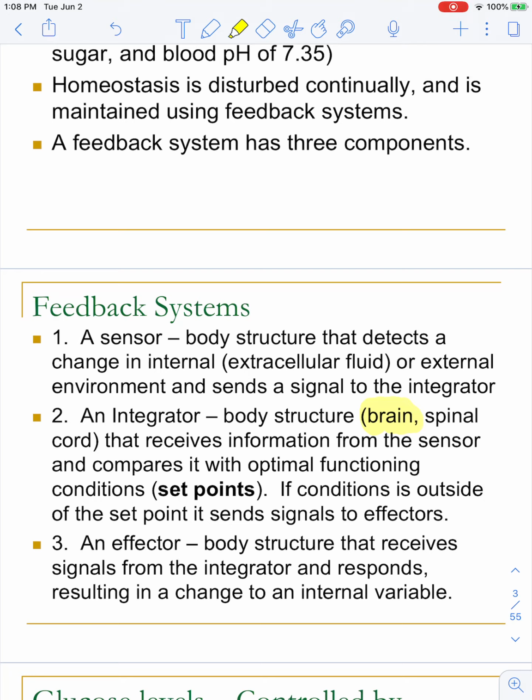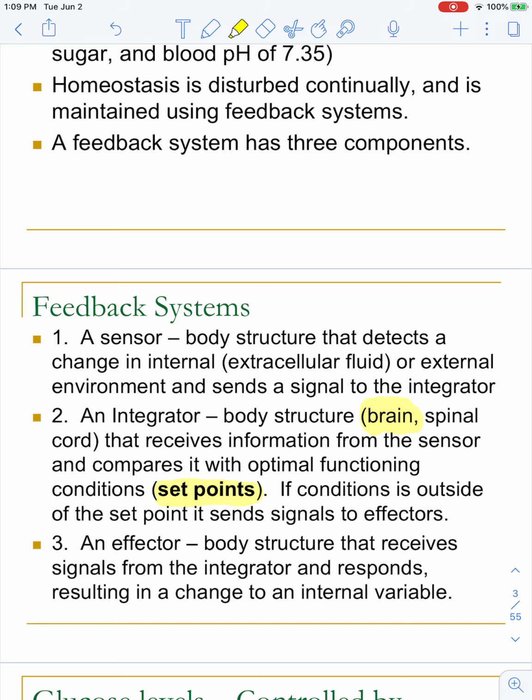And in the case of things like reflexes, in your spinal cord. So it's going to receive information from the sensor, and it compares it with optimal functioning conditions, what we call set points. And if the condition is outside of the set point, it sends a signal to the effector. So, your brain takes in this information and differentiates. Is it within this range or not? And if it isn't, it's going to send signals out to remedy the problem. So it will send signals to effectors.